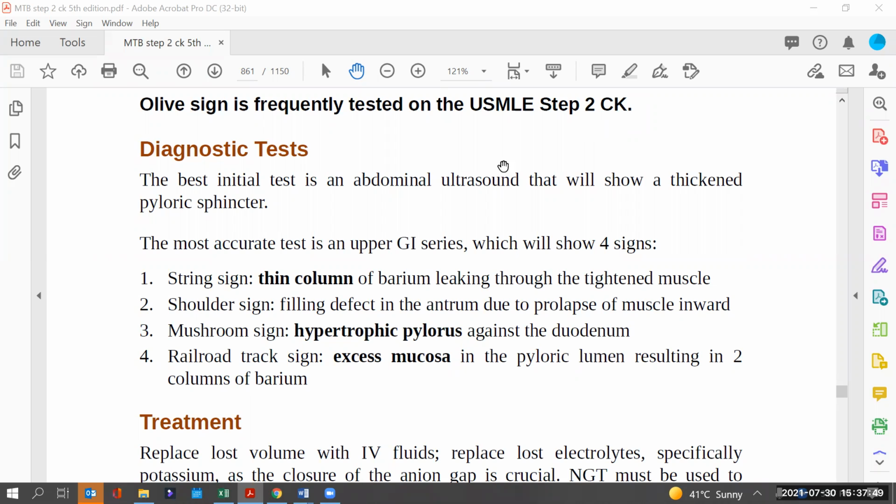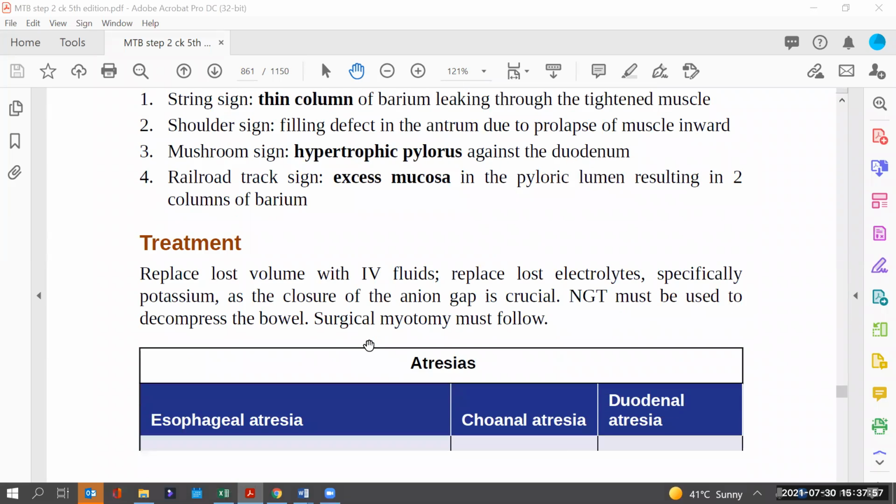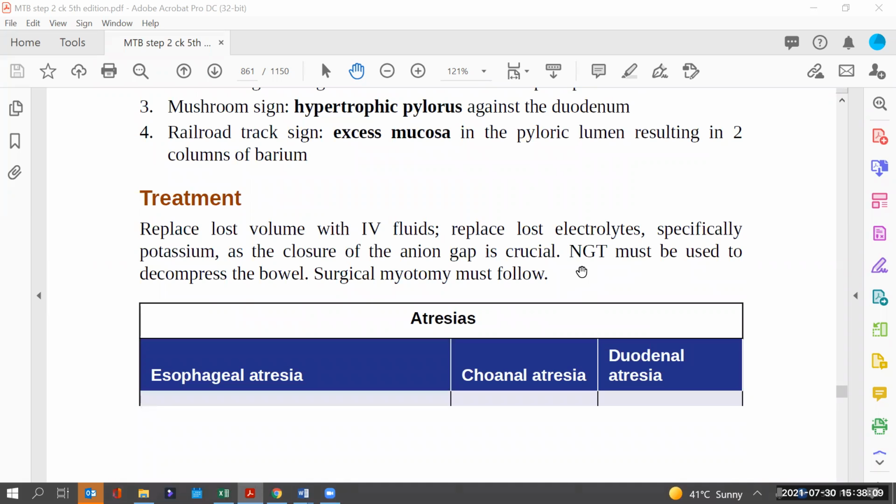Okay, thank you. So here what we are going to do for the treatment part: replace lost volume with IV fluid. So whatever volume is lost in the form of vomiting, you have to replace that. Replace lost electrolytes. So potassium is low, chloride is low. We have to maintain all the electrolyte balance. Specifically, potassium, as the chloride dynamic is crucial.